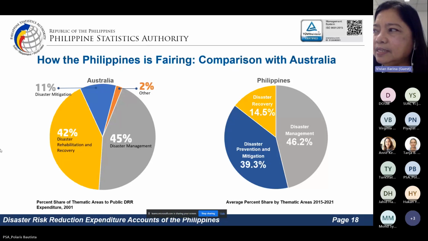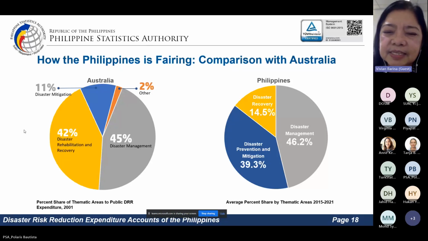In terms of disaster management, the Philippines shares 46.2%. And when we compare that to Australia, this is 45% of their total expenditure. So this just shows us that we have more or less the same trend when looking at country experiences, that 46 and 45 are almost closer.